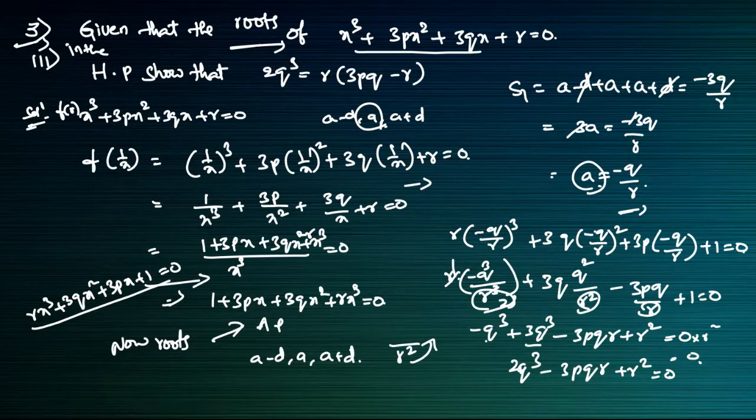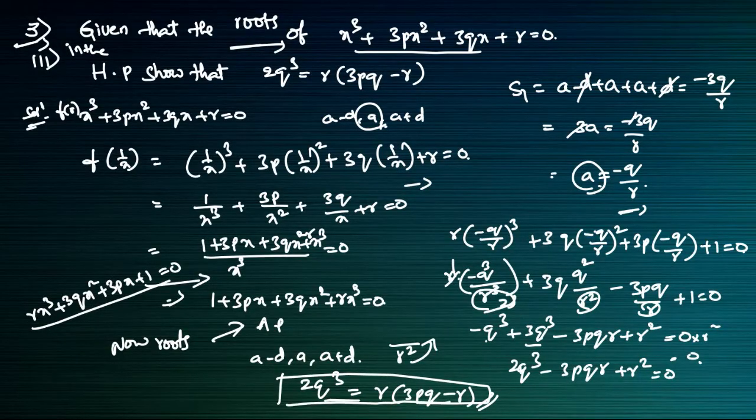So here 2 cube is equal to r into 3pq minus r will come. So this is the answer of that given question here. He is asking us to show this only, and that is what we showed here. Now moving to the next question, the fourth one.